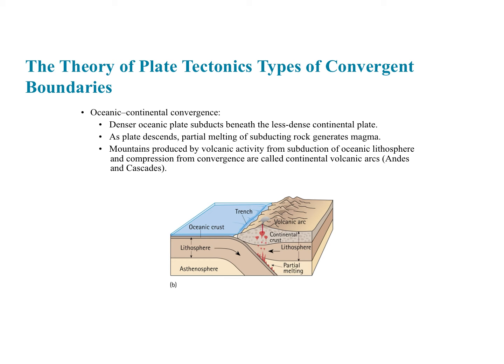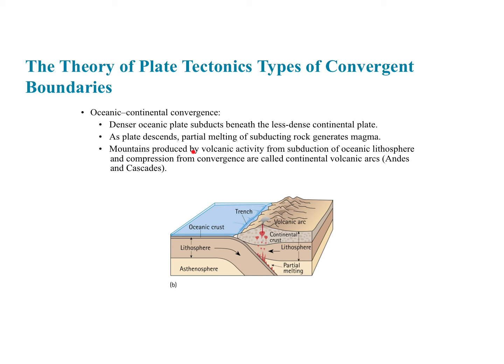Now, another kind of convergent boundary is what we call an oceanic continental convergence. That's where you have an oceanic plate and a continental plate coming together, converging. And when that happens, the denser oceanic plate subducts beneath the less dense continental plate. In other words, the ocean plate is the one that goes underneath. And as the plate descends, there's a partial melting of the subducting rock that generates magma.